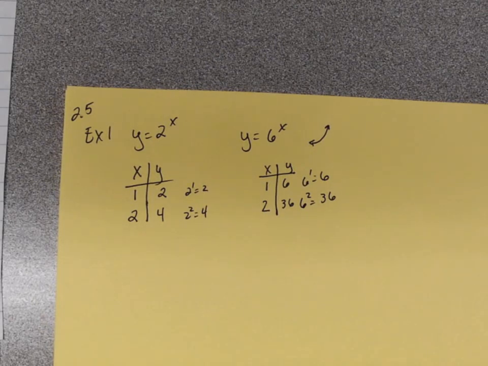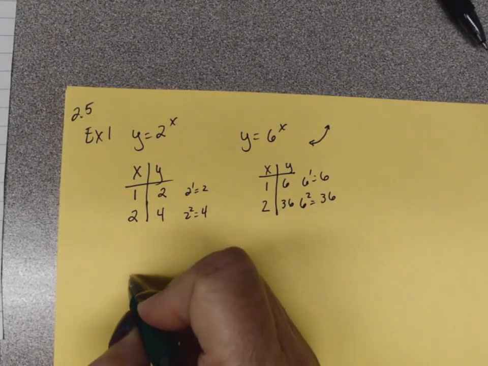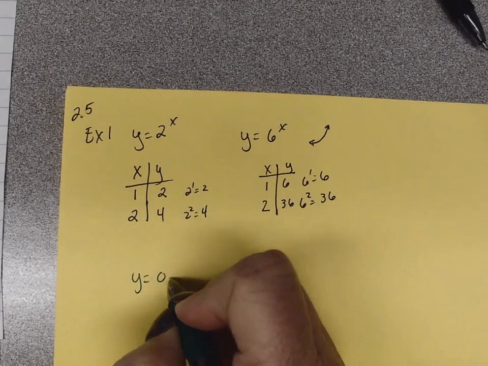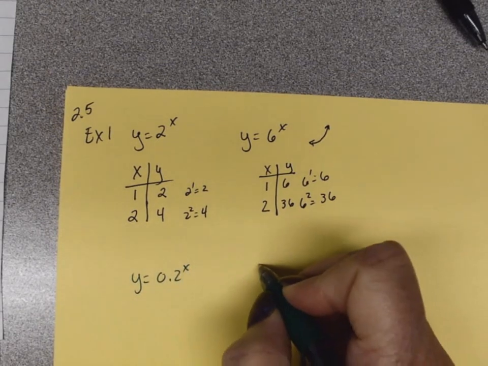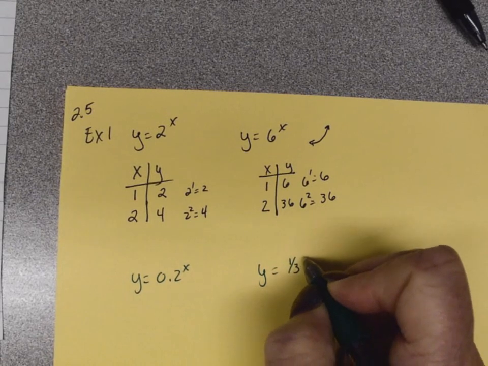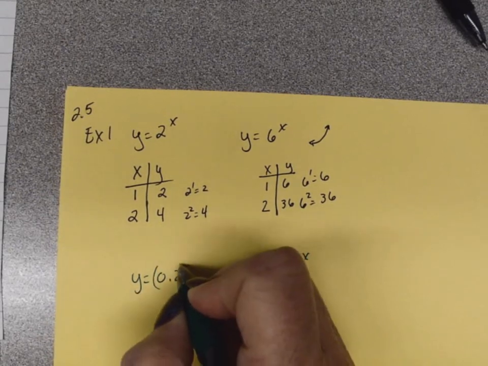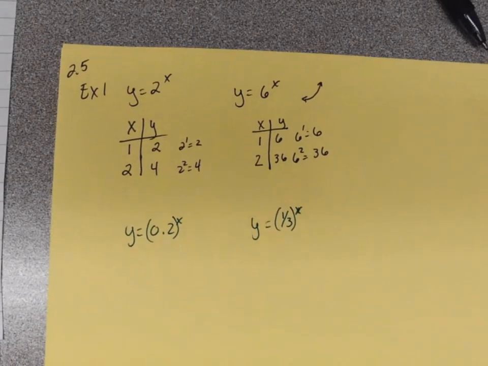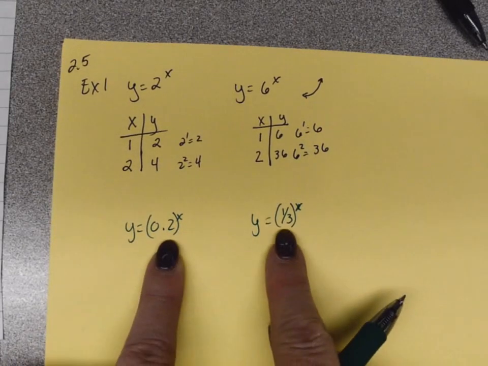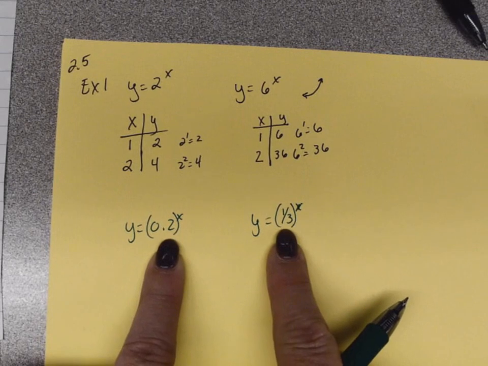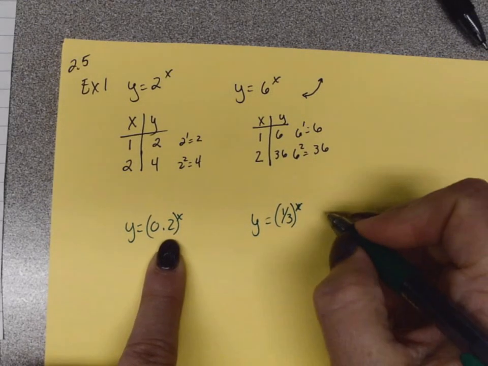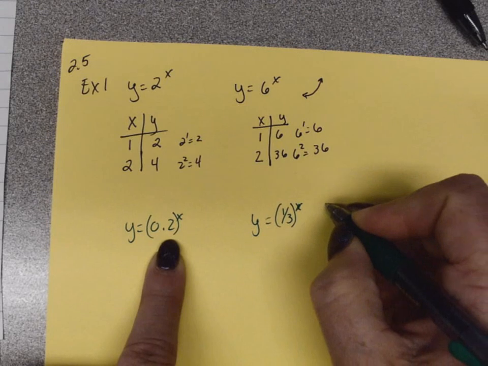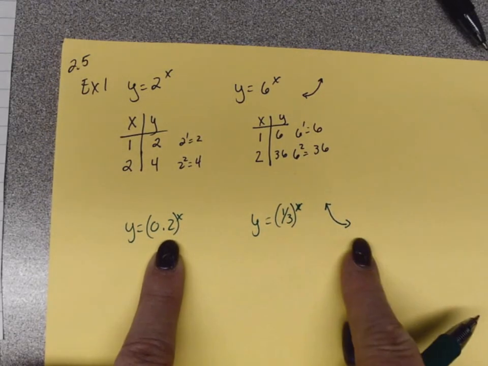So let's look at a couple more. I'm not sure why they're not on our handout; I'll get them added there. What if we also have y equals 0.2 to the x and y equals (1/3) to the x? I'm going to put those in parentheses just so you can see the whole thing is being raised to the x. Now these are less than 1 for our b, so we know that our graph is going to look like this. It's going to curve.